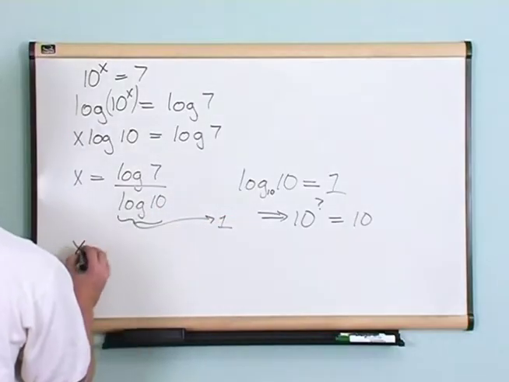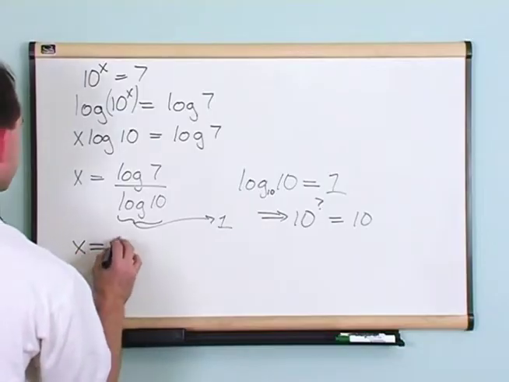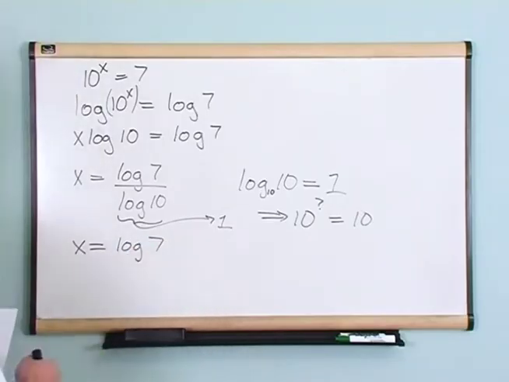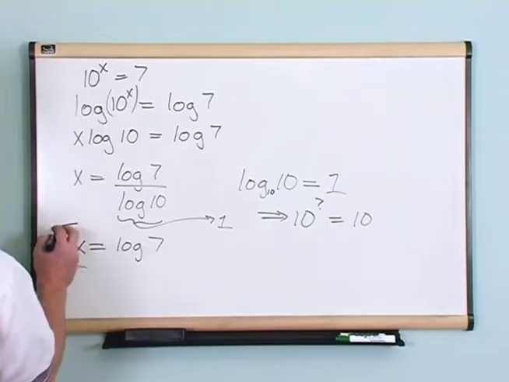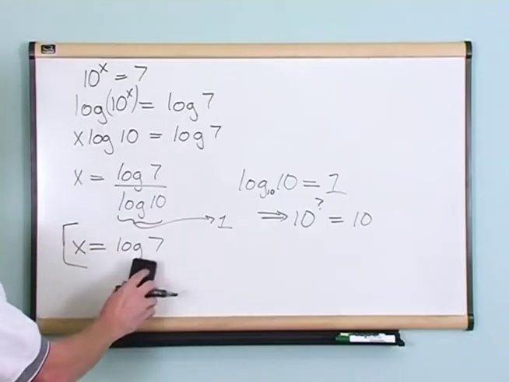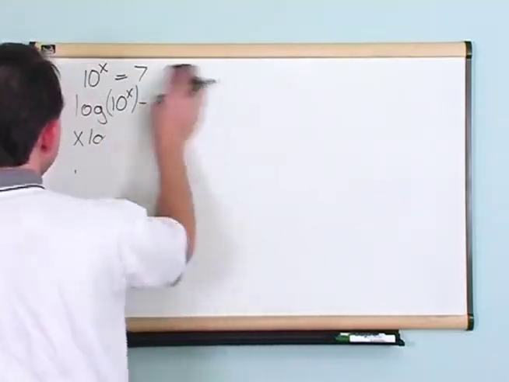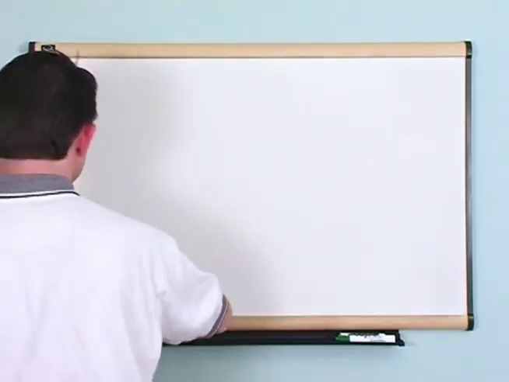So then finally, x is just going to be equal to log of 7. And that would be the solution to this equation. You could, of course, put this in a calculator and get a decimal, but this is the exact answer. Of course, when I say log 7, I mean base 10, because I haven't specified another base anywhere.